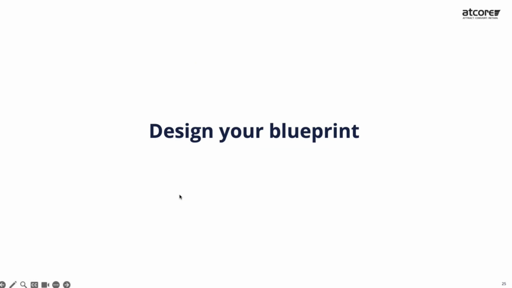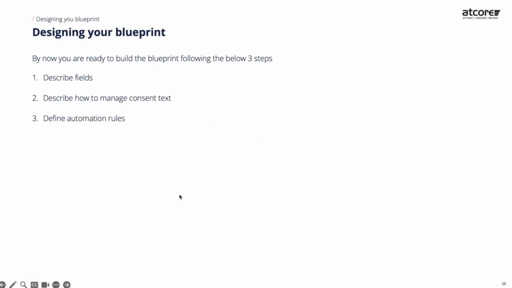All right. Next, I'd like to talk about how to design your blueprint. And we have divided that into 3 steps. So first of all, describe which fields you're going to use in your blueprint or in your consent management setup. Then describe how to manage consent texts. And lastly, define the automation rules you need for this to work.